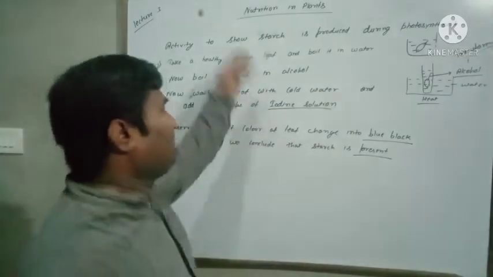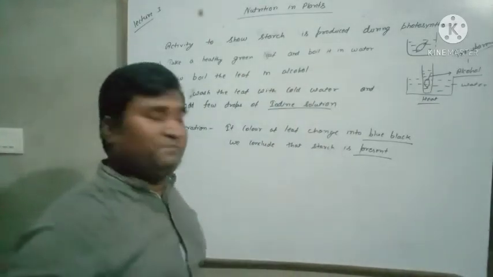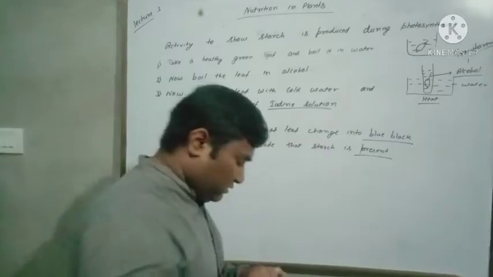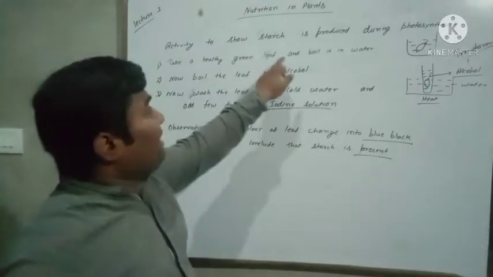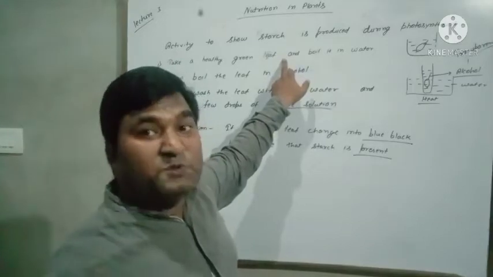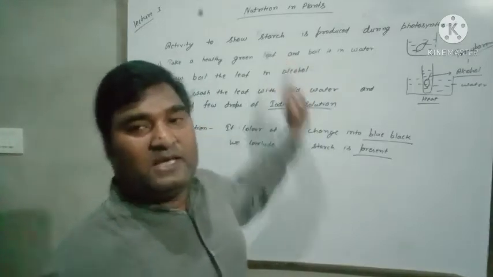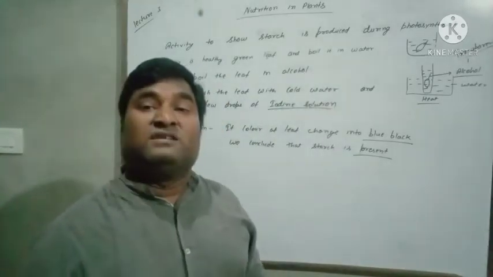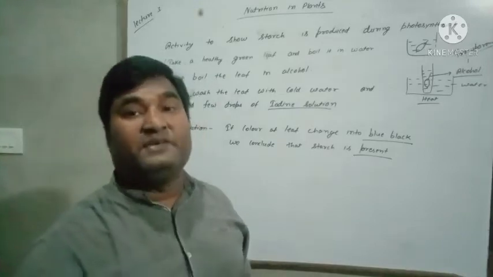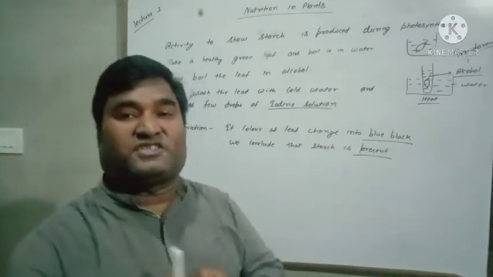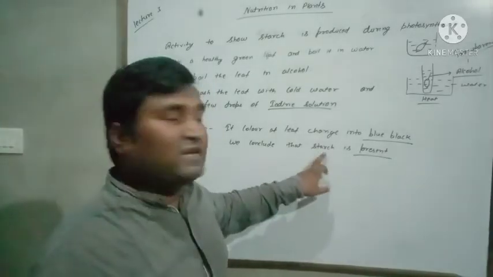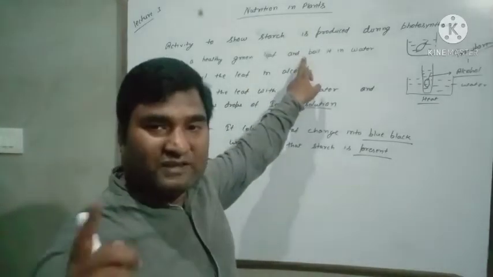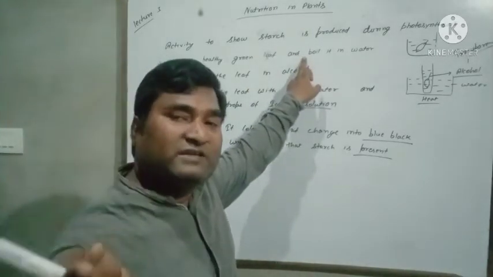You will say, sir, why we have done all these things? Why we have not directly put iodine on the leaf itself? First point. We have boiled the leaf in water to kill the cells present in the leaf. If the cells are not killed, the cells present in the leaf will use the starch and there will be no starch and our test will fail. So first point, to kill the cells so that starch does not get consumed.